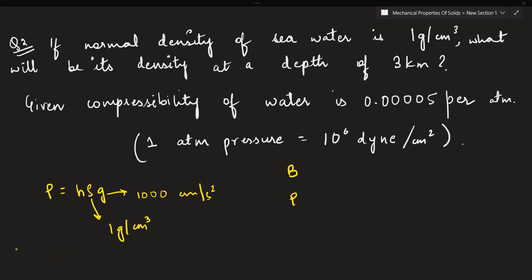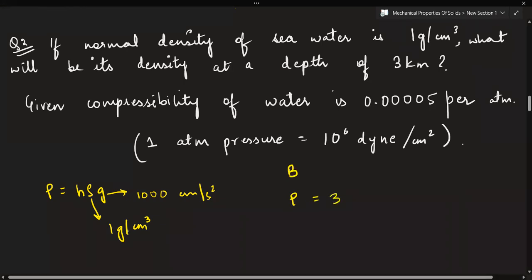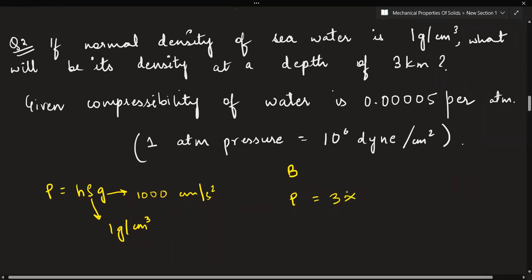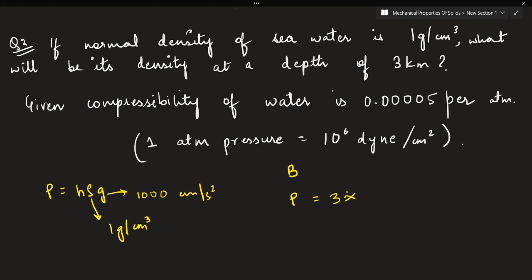Pressure is 3 into 10 to the power 6. 3 into 10 to the power what? 6 Pascal. Not pascals, that's what I'm telling you constantly. You are right, you're very near to the answer. But just tell me the CGS unit.